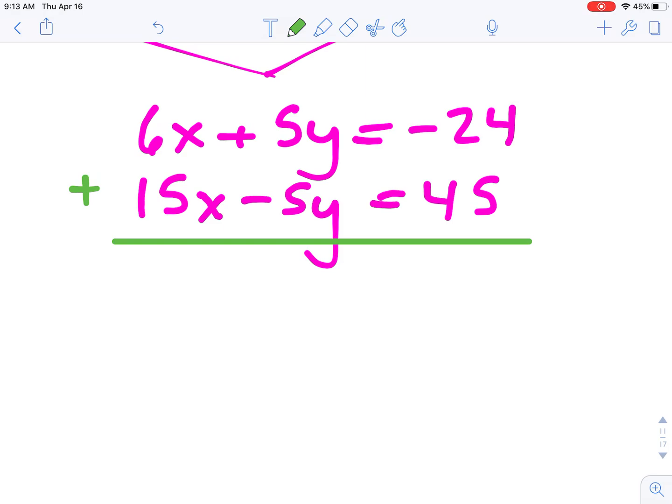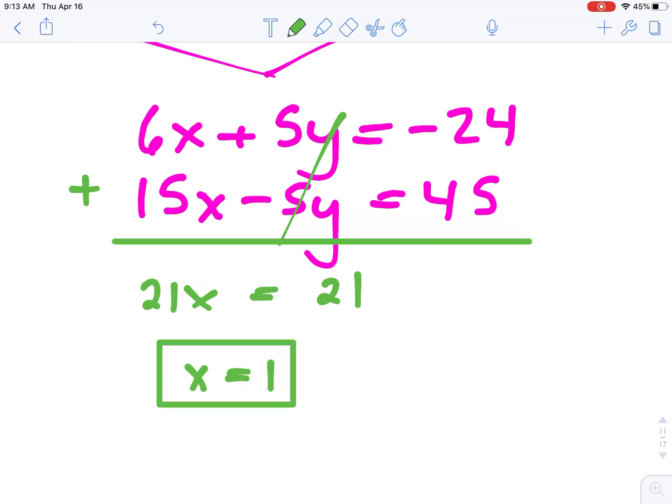So adding these up, we get 21x, the y's eliminate, equals 21. And when you divide by 21, your x is 1. Please box that answer.